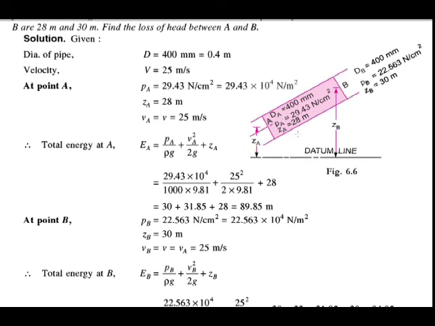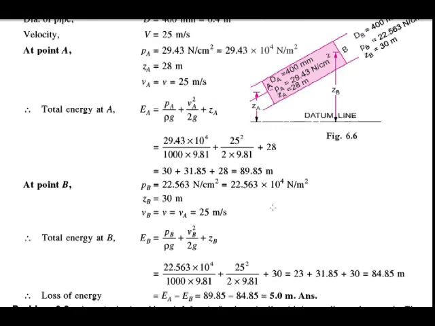Now we have to calculate the total energy at point B. From both values of total energy at A and B, we can calculate the loss of energy. Up to here we have calculated the energy at point A. Now we will calculate the total energy for point 2.